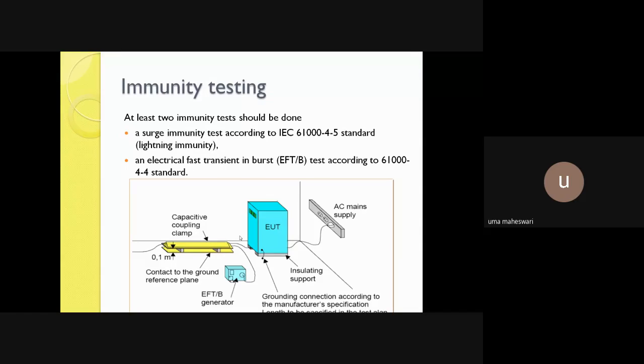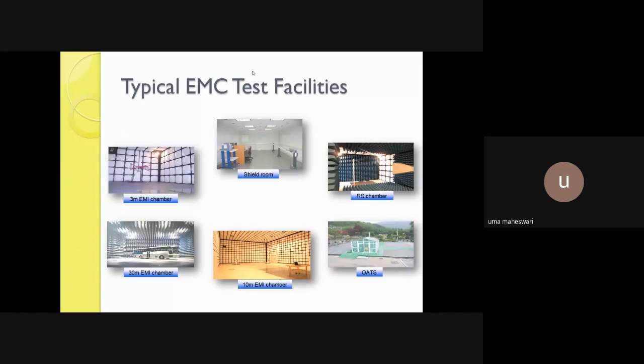These are all typical EMC test facilities that are available. This is a 3-meter EMI chamber, where the device is placed and the power and other connections are 3 meters away from the antenna. This is a 30-meter EMI chamber. Here this is a shielded room. This is the RS chamber. This is an OATS, an open air test site. In the case of defense and other applications, it has to be tested on the open site. These chambers are the ideal scenario. The open air site will be the practical scenario.